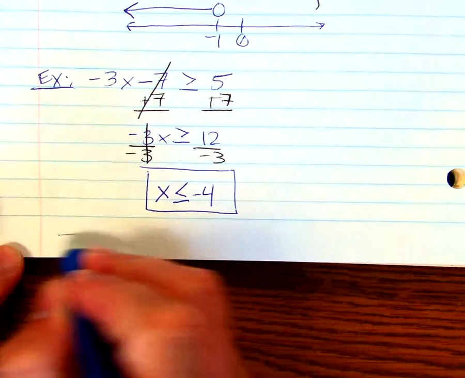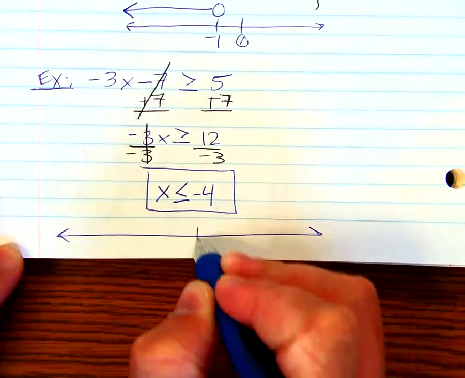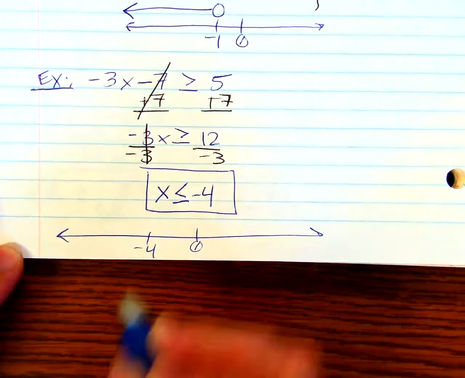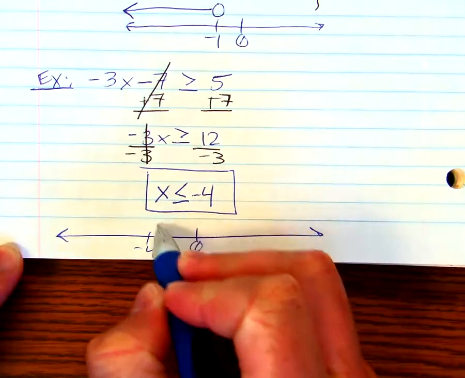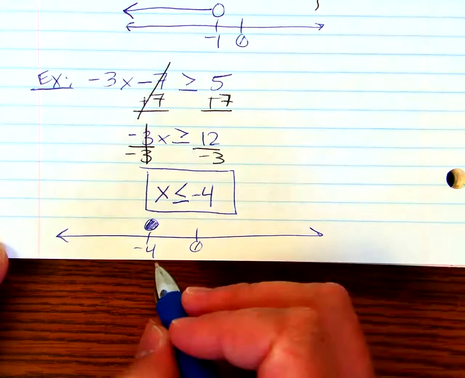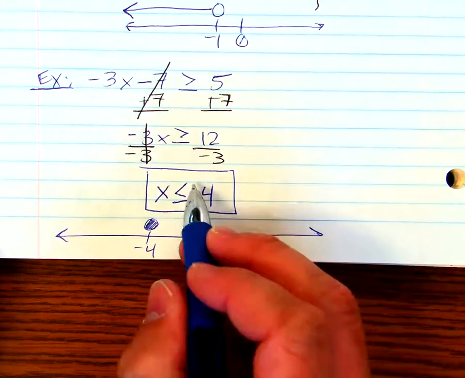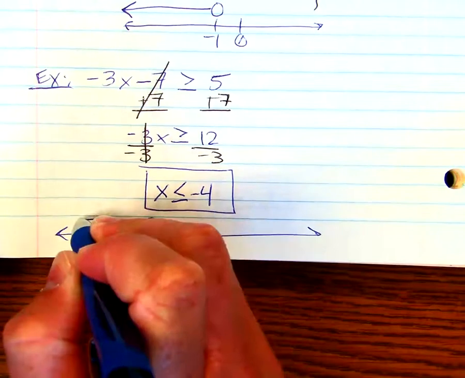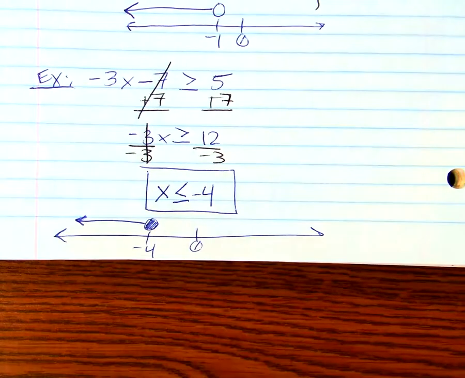I would then graph it on a number line. There's 0. There's negative 4. It is underlined, so it will be a solid dot. The solution includes negative 4. It says less than, which goes to the left. All of the numbers less than negative 4.